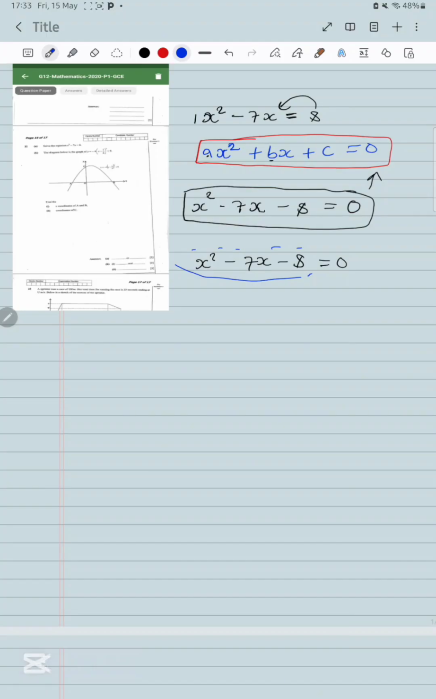So in this case, we have x. We're going to split this one first: x plus 1, multiplied by x minus 8, is equal to 0. We are going to ignore the zero. If we multiply this, it should give us the first part.